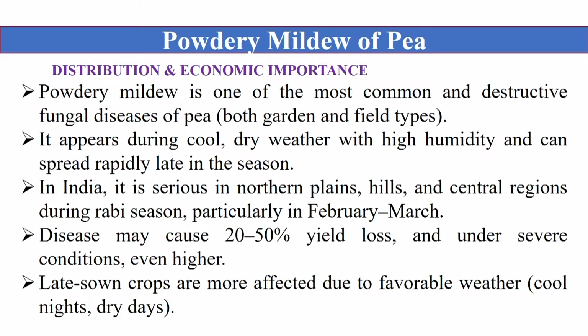In India, this disease is serious in northern plains, hilly areas as well as the central region during the Rabi season, particularly in the February to March months. And the disease may cause up to 20 to 50% yield loss, and under severe condition even more than that. Late sown crops are more affected due to the favorable weather of cool nights and dry days.